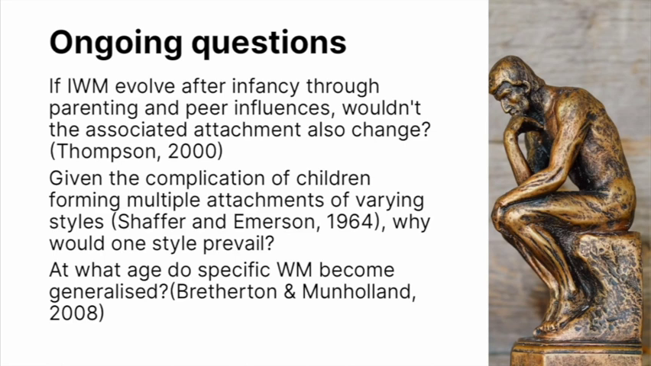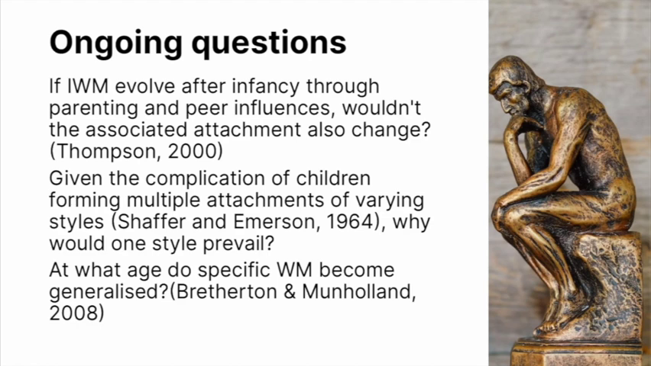Given the complication of children forming multiple attachments of varying styles, you can have one attachment style to your mother, one to your father, one to your grandparents, one to your uncles, aunts, siblings, friends, whoever is in your life. What are the mechanisms? We don't know what the mechanisms are that this one style would prevail and would continue to influence your behaviors. And then also, at what age do specific working models become generalized?